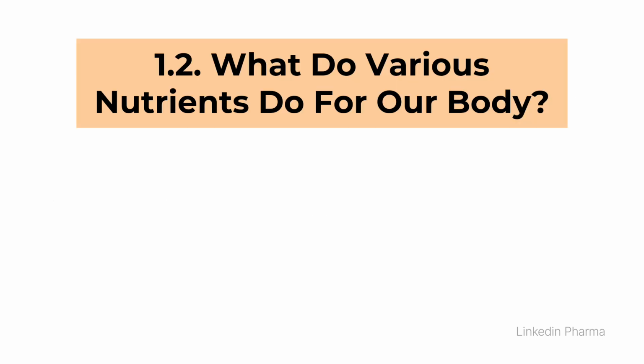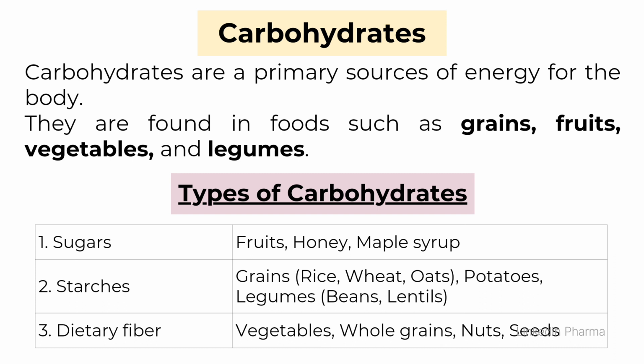What do various nutrients do for our body? Carbohydrates. Carbohydrates are a primary source of energy for the body. They are found in foods such as grains, fruits, vegetables, and legumes. Types of carbohydrates. 1. Sugars: fruits, honey, maple syrup. 2. Starches: grains, rice, wheat, oats, potatoes, legumes, beans, lentils. 3. Dietary fiber: vegetables, whole grains, nuts, seeds.